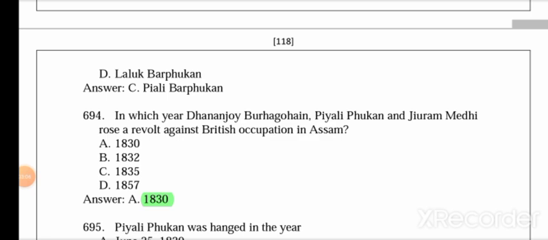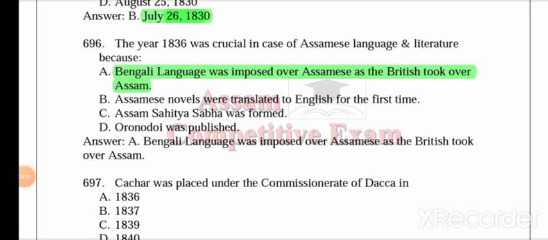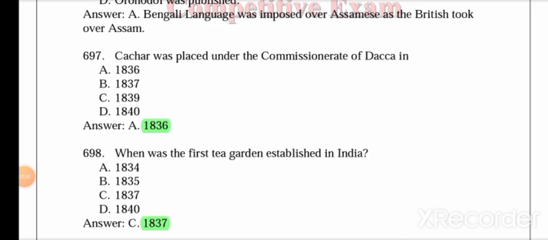It was Piali Borphukan. In which year did Dhananjay Bora Gohain, Piali Phukan and Jiuram Medhi rise a revolt against British occupation in Assam? It was in 1830. Piali Phukan was hanged on July 26, 1830. In which year? The year 1836 was crucial for Assamese language and literature because Bengali language was imposed over Assamese as the British took over Assam. Cachar was placed under the Commissionerate of Dhaka in 1836.